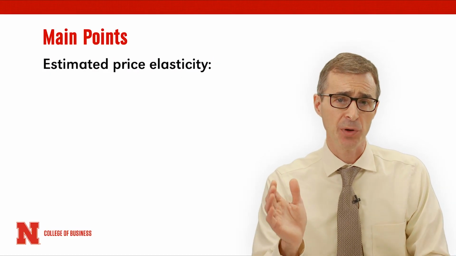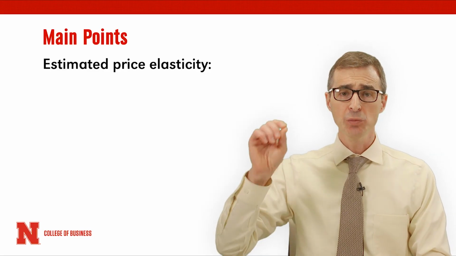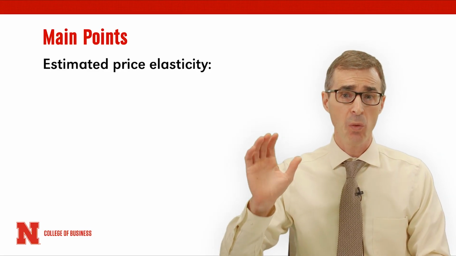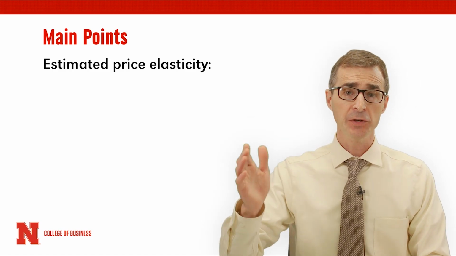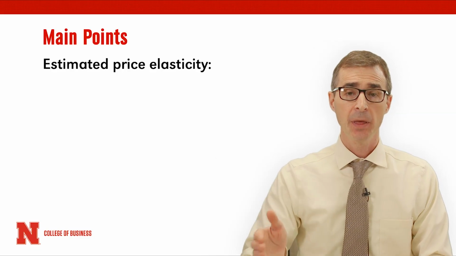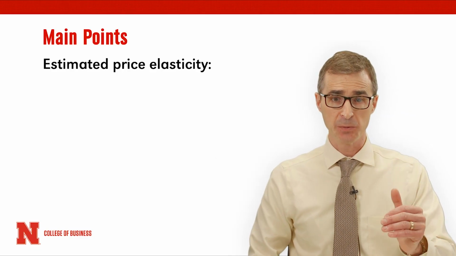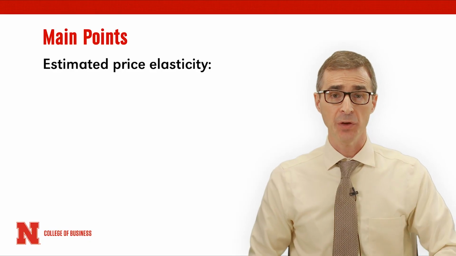To estimate the price elasticity of demand will require us to have two price points and the associated quantities or sales levels at each of those price points. We'll call the first price point P1 and the associated quantity Q1, and then the second price point P subscript 2 and the quantity sold at that price Q subscript 2.